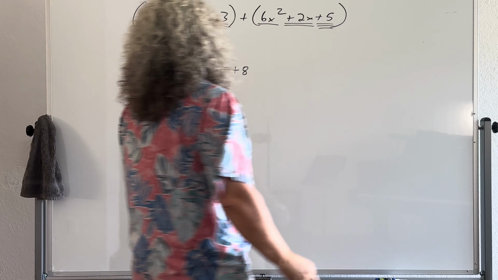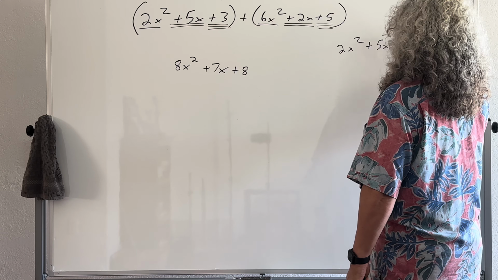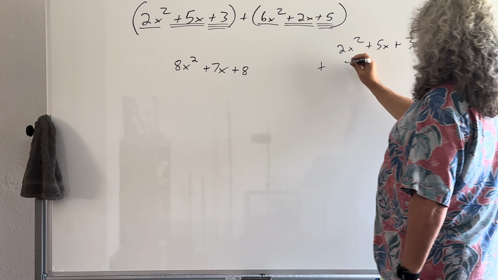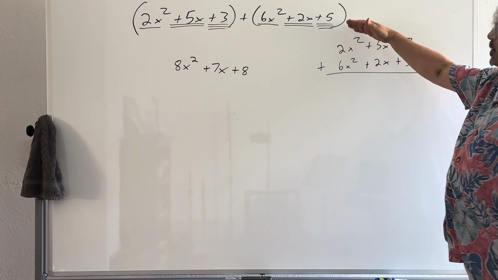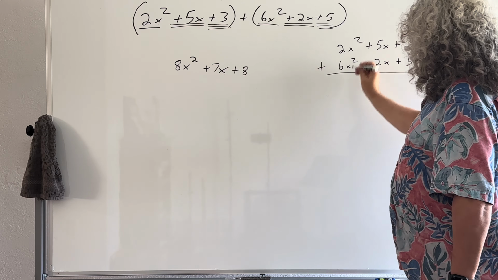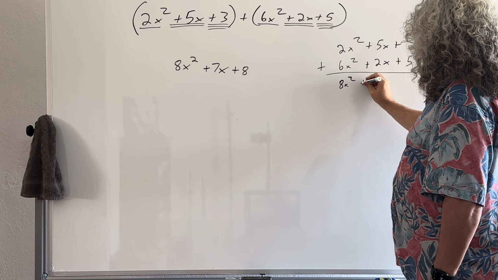Some people like to do this. 2x squared plus 5x plus 3, and we're going to add that, and we're just going to line them up. And so we're going to go 6x squared plus 2x plus 5. The only important thing is you have to make sure that the up and down, the vertical stuff, are like terms. And here you would get the 8x squared, 5x plus 2x is plus 7x, plus 8, and you notice you can get the same thing. So whichever one works for you. If you want to rewrite them top to bottom, that's great. Go ahead and do this.